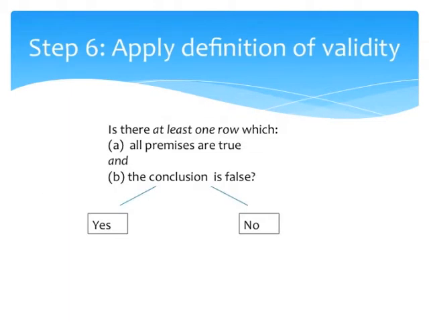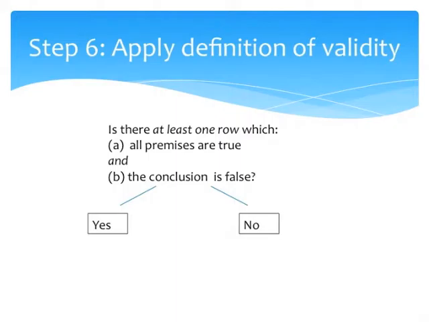The next step is simply to apply the definition of validity to what we found in the truth table. Remember that an argument is valid just when it is impossible for the premises to be true and the conclusion to be false. And therefore, an argument is invalid when it is possible for the premises to be true and the conclusion to be false. That means that an argument that has counterexamples.